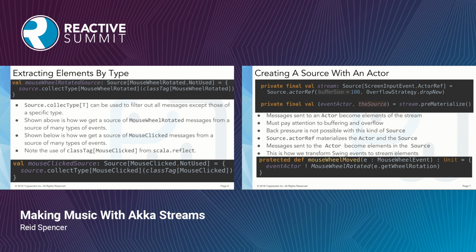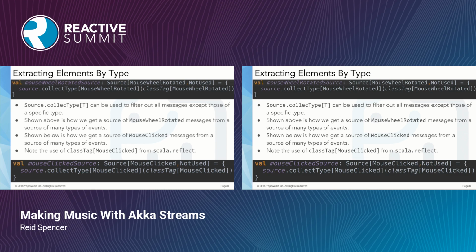And here at the top, I'm showing mouse wheel rotated. I'm again going after the instrument control, and you pass in that type and the class tag for it. At the bottom, I'm doing the portamento control, which is mouse clicked.